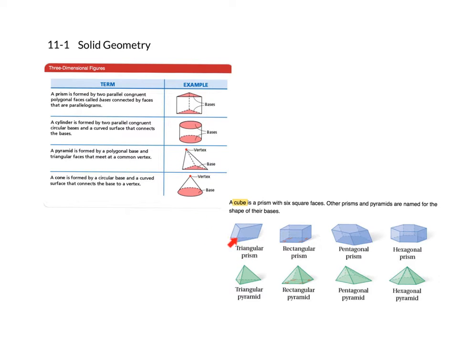So for our prisms here, we have a triangular prism. So the parallel bases are triangles. Rectangular prism, parallel bases are rectangles. Pentagonal prism, the bases are pentagons. Hexagonal prism, the bases are hexagons. For the pyramids, it's the same idea. They all come to a point. So you can have a triangular base, a rectangular base, a pentagonal base, or a hexagonal base, but they all come to a point.